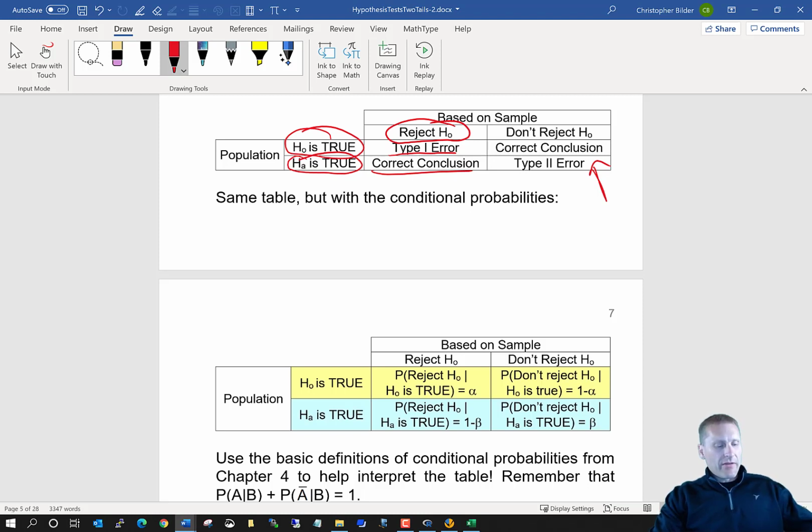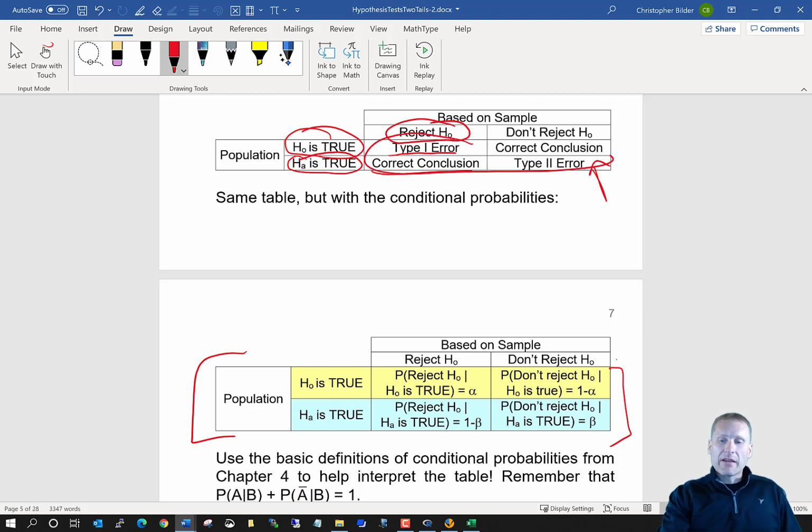So on page 7 then, I have the corresponding probabilities written in the table. And before I forget, I do want to mention this. Very often on a test, I will give a table like this and ask students to simply fill in the blanks, meaning don't give the body of the table and have students write out where type 1, type 2 errors would be, where the correct conclusions would be.